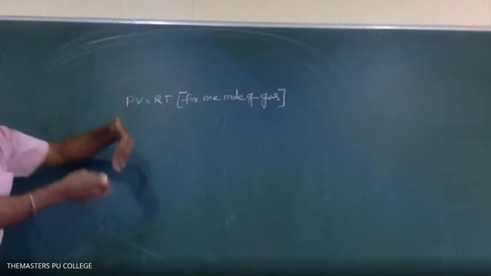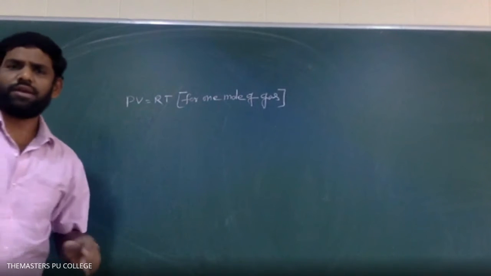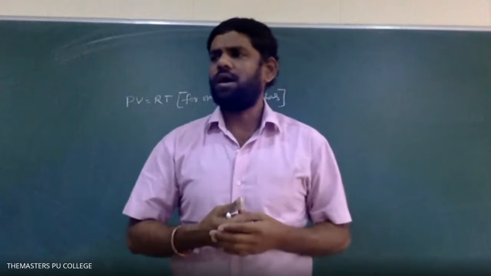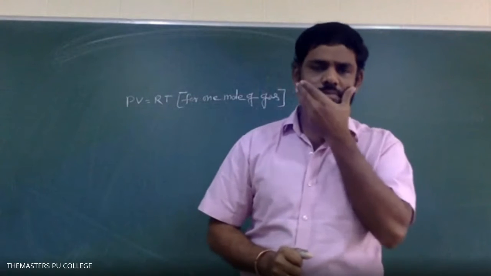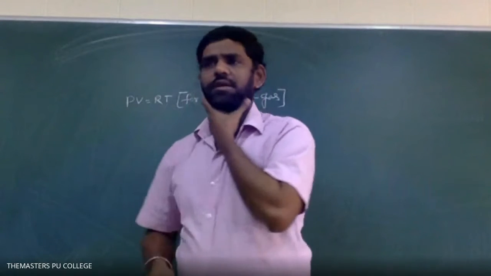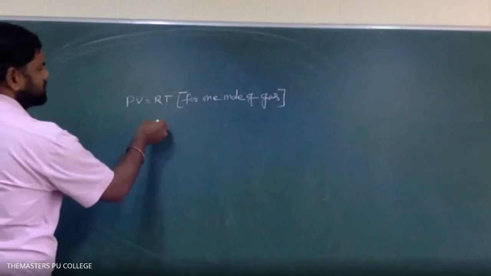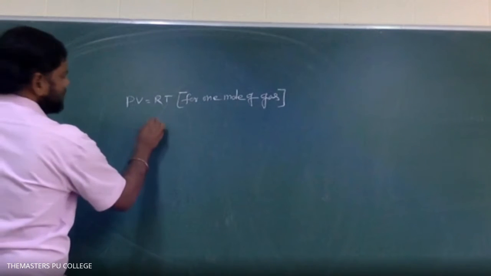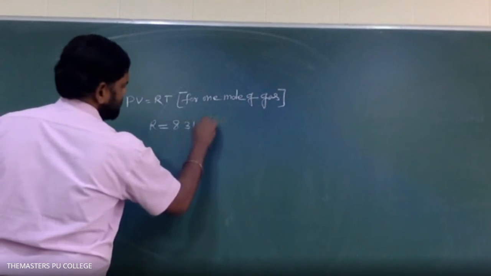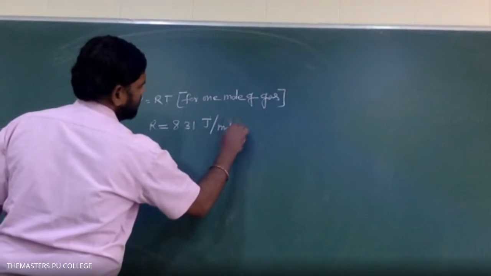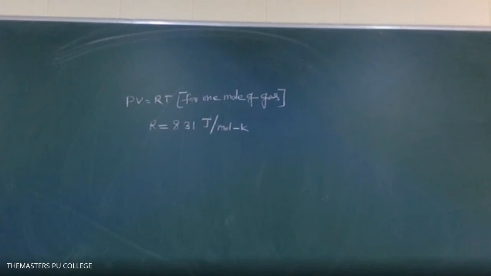How can we write it for n moles instead of one molecule? Let us see. Here, capital R is the universal gas constant, and the value of R is equal to 8.31 joule per mole Kelvin.